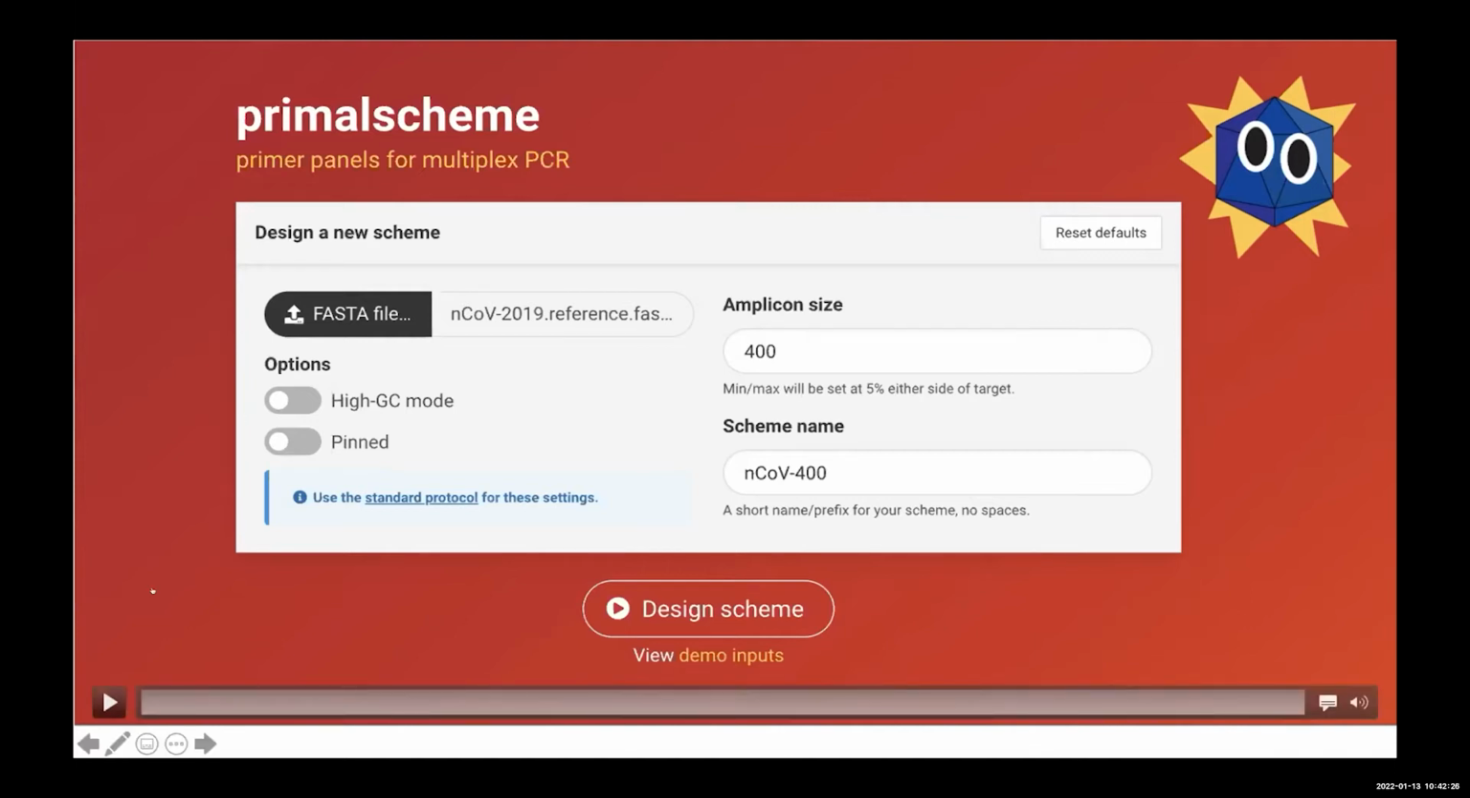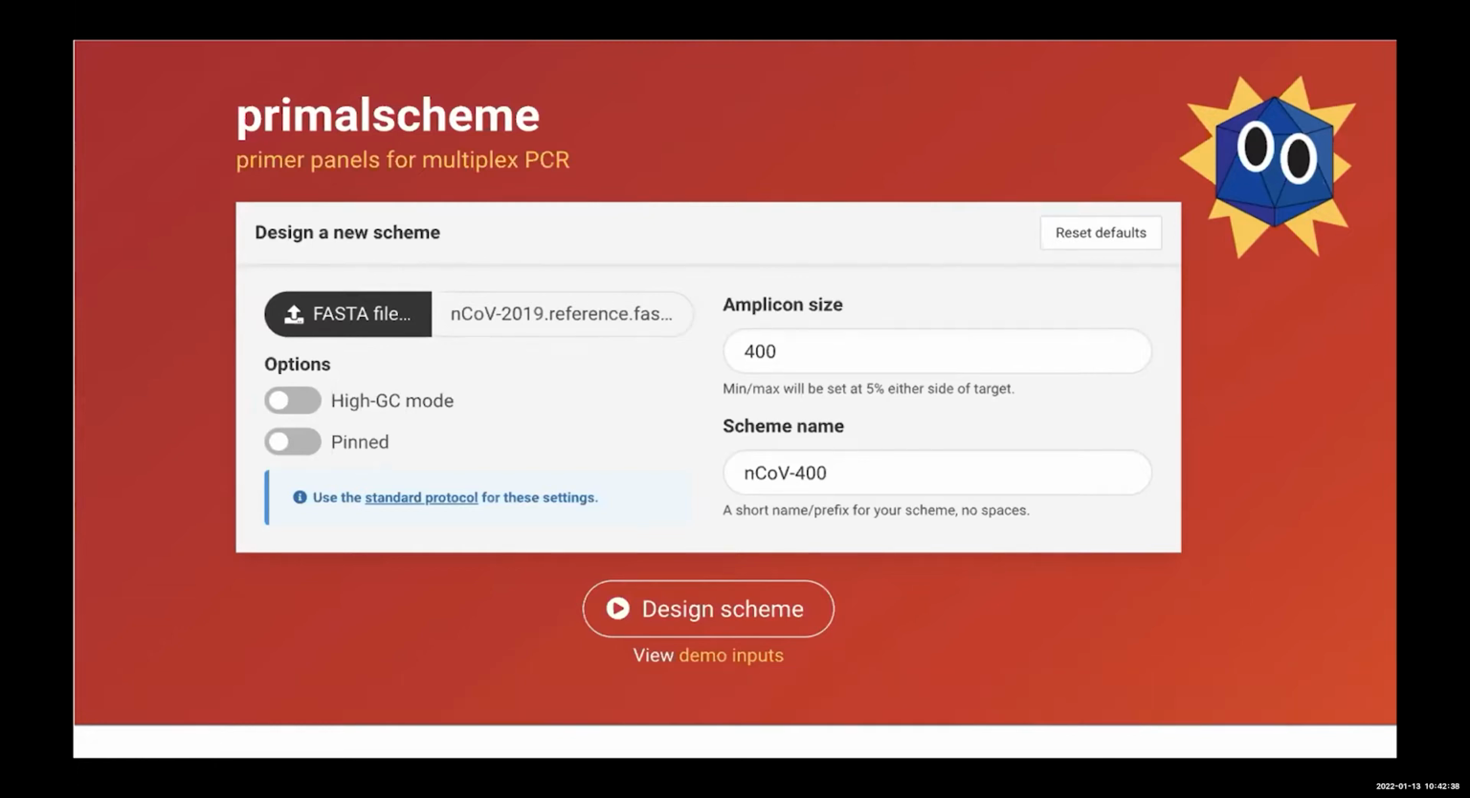The website is available at primalscheme.com, and you upload your viral genome sequence. This can either be a single reference sequence, a multi-FASTA reference sequence, which encompasses the diversity of the viral genomes that you would wish to cover with the amplicon scheme, and in the most recent form, an N-masked reference, which is a single sequence where you mask out the diversity. So the coordinate system is the same as your reference genome, but you mask out the bases that you don't want the primers to occur at. That's becoming our favored approach because it internally works a lot more easily and quickly.